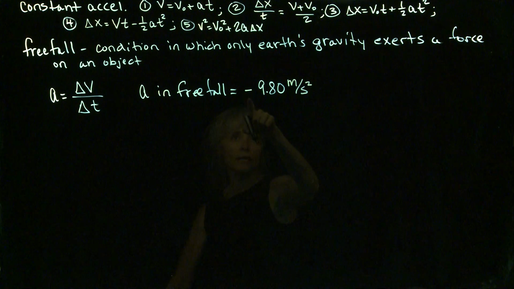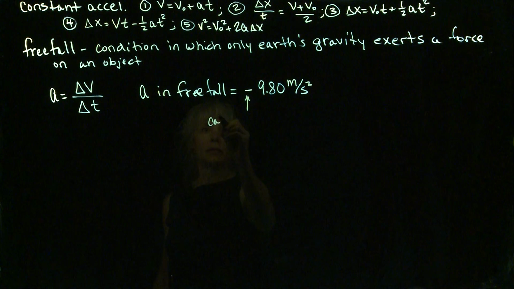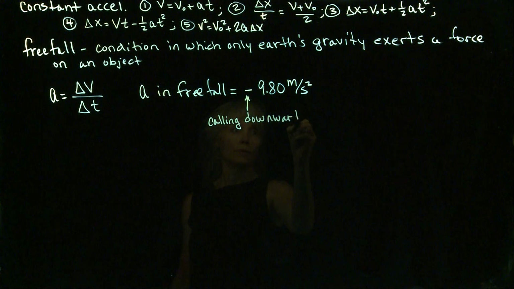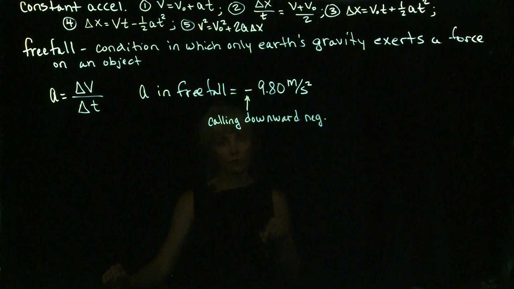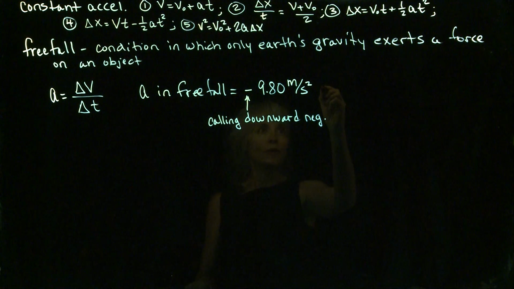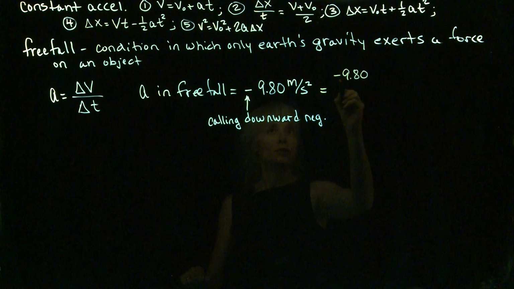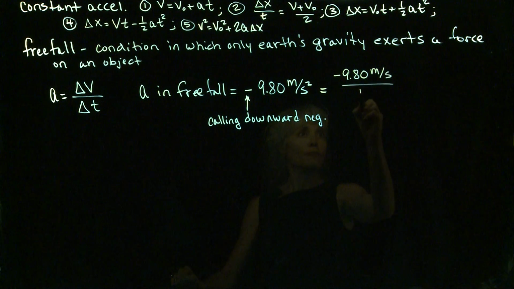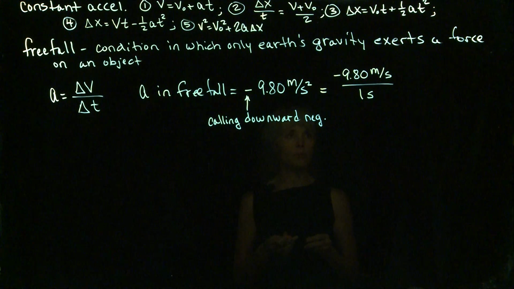Now, first of all, what does this negative sign mean? Well, the negative sign means that we are calling downward negative. So the acceleration is pointing downward, as is the force of gravity. And acceleration is a change in velocity over change in time. So let's write this a little bit different, see if we can reason this out, have it make more sense for us. So this is going to be minus 9.80 meters per second every 1 second. This is exactly the same thing, just splitting up the units a little bit.